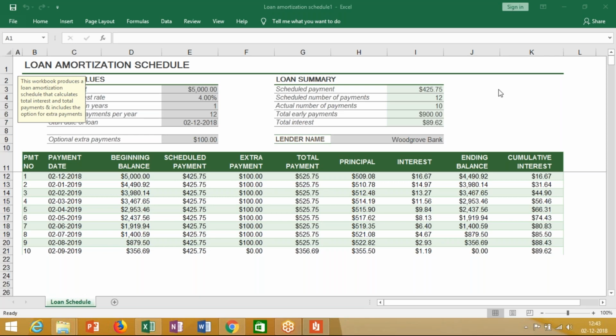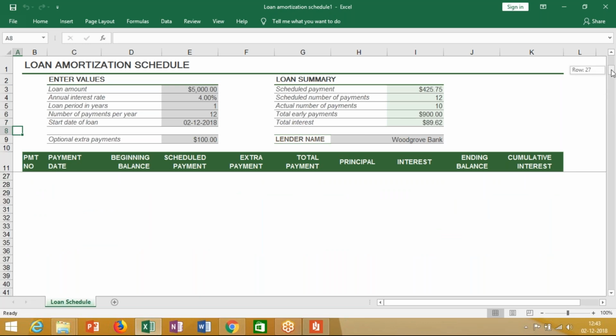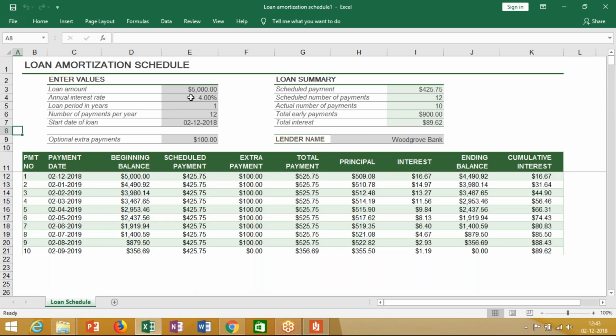Hi guys. So over here you can see that this shows all the inputs that you require for computing an amortization schedule of a loan. We are assuming that there are 10 payments, and as you go further down, you will get to see the others. It's done very simply.